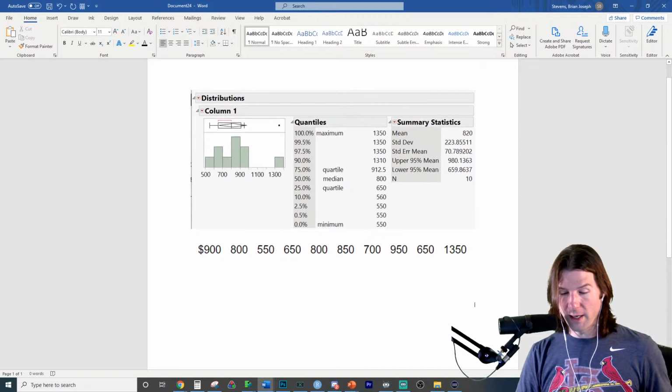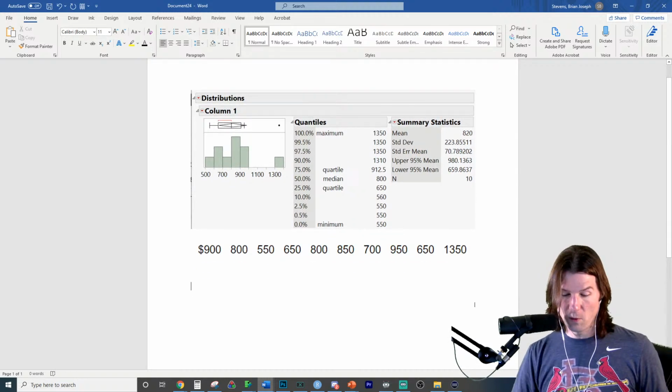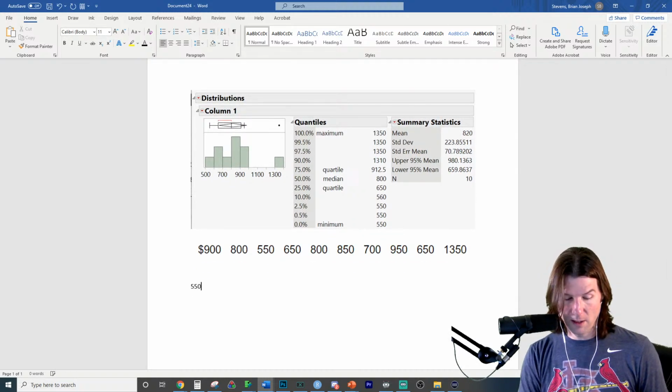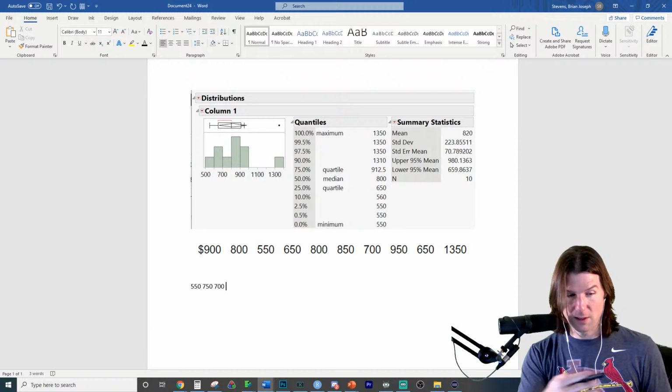To find the IQR by hand, you need to put these numbers in order. Please tell me if I get something wrong right here. 550, 650, 700. Oh, my eyes are blurring. I need to check these off.